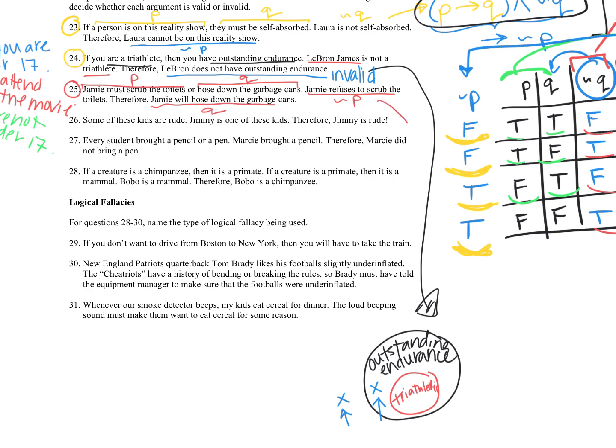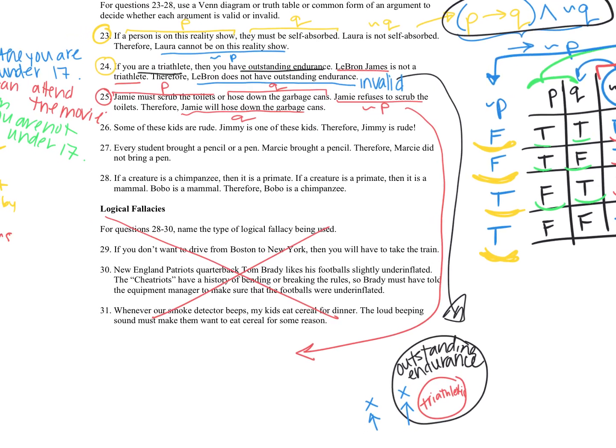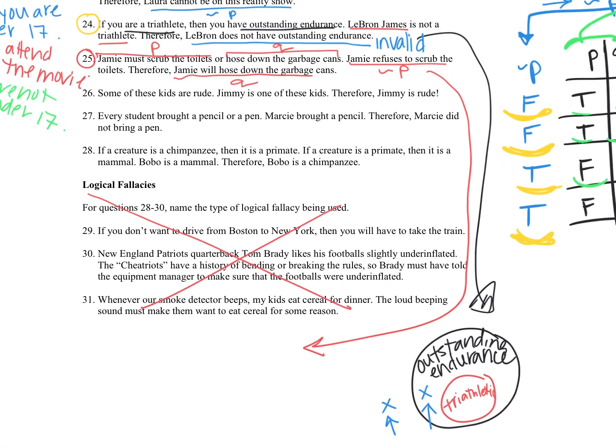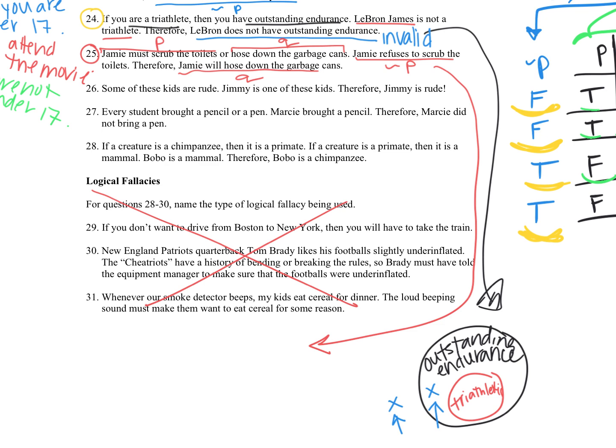So what we have for this one, we're going to ignore the logical fallacies. It's kind of interesting stuff. You can read that if you'd like, but we're going to ignore that for our course for now. We're just doing a little introduction to logic. So we have that P or Q. So Jamie must scrub the toilets or hose down the garbage cans.